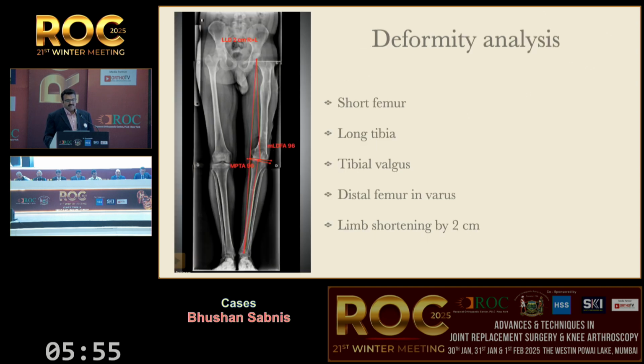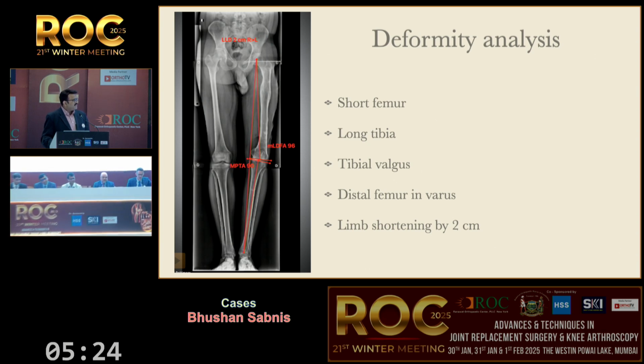That's the planning. So there is limb length discrepancy of 2 centimeters on the left side. Right is longer, of course. It's all in the femur. Actually, it's 3 centimeters in the femur. The tibia is longer by 1 centimeter. MPTA is around 90 and LDFA is around 96. So there is femoral deformity causing this. So that's the deformity analysis. So how will you manage this? Let's start with Raghu. Raghu, how will you manage this? Anything specific you want to avoid, do, use a fixator or something different?